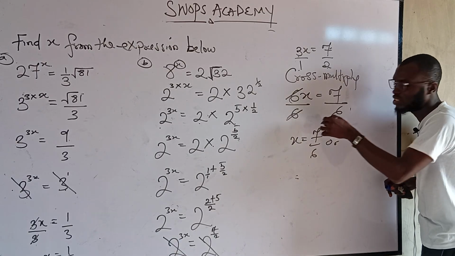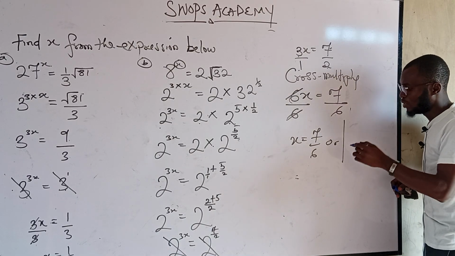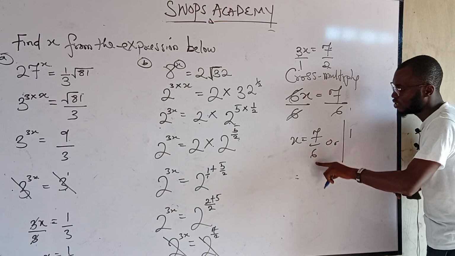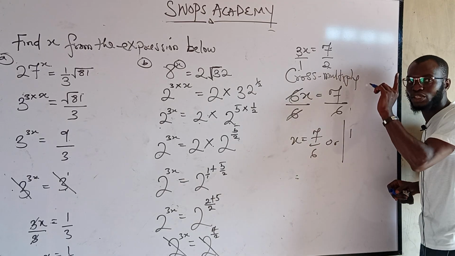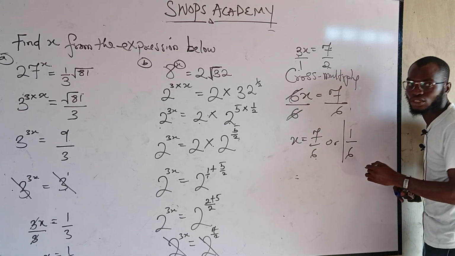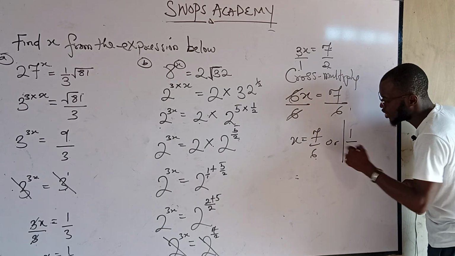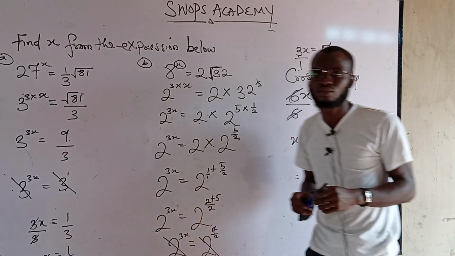Or in mixed fraction, this is an improper fraction. In mixed fraction, how many 6 are there in 7? 1, remainder 1. Then over, what are we using to divide 7? 6. 6 times 1 is 6, plus 1 is 7, 7 over 6. This and this are the same thing. That is just that under that.